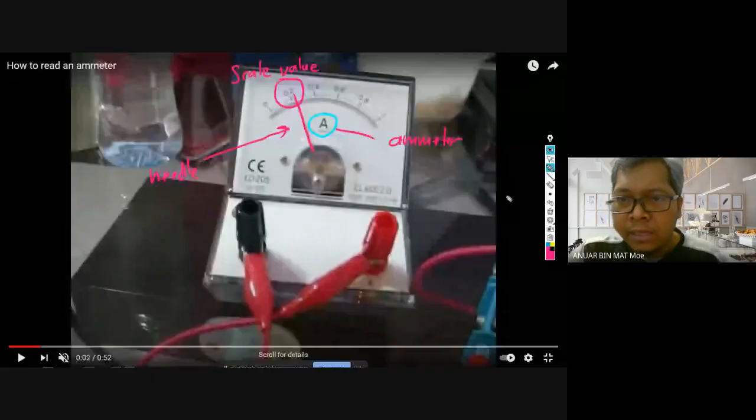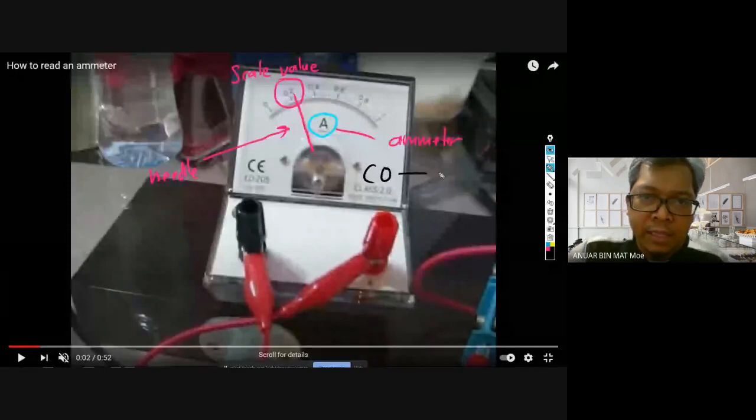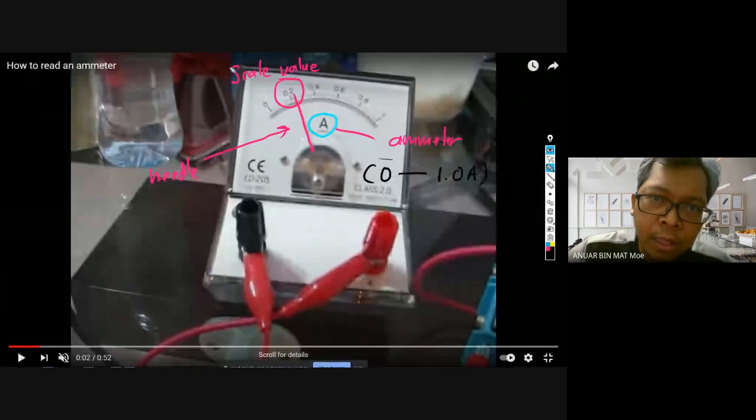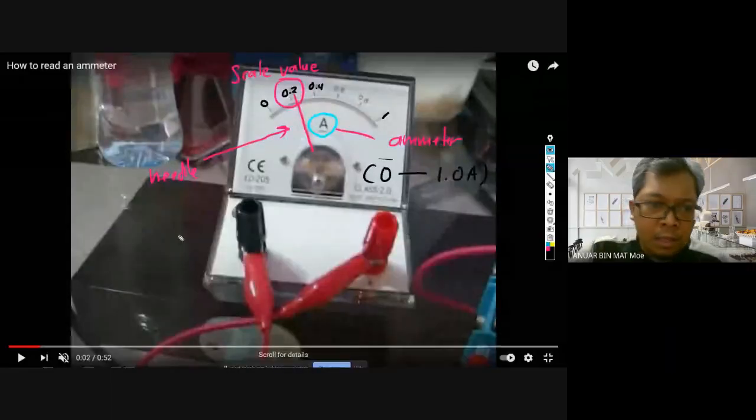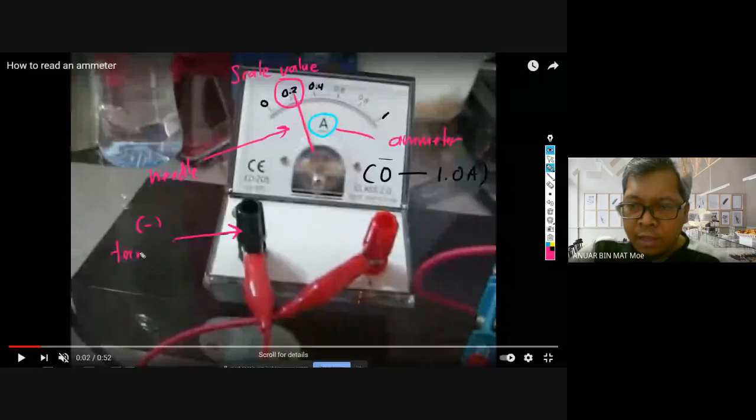For example, this is the ammeter that ranges from 0 to 1.0 ampere. Can you see here, class? Because it has 0, and then 0.2, 0.4, until 1 ampere. So this is an example of an ammeter. And at the ammeter, we have two terminals. This is what we call a terminal. This is the negative terminal, and this is the positive terminal.